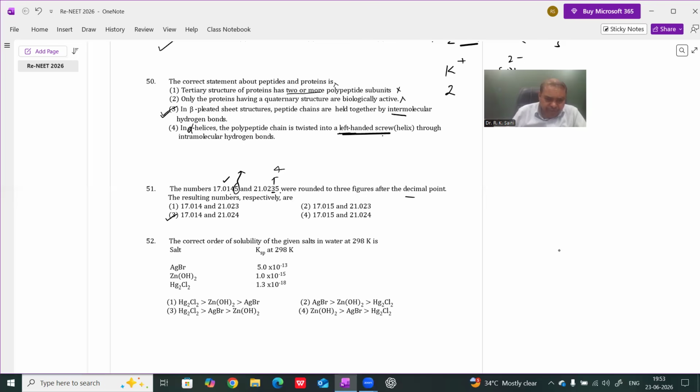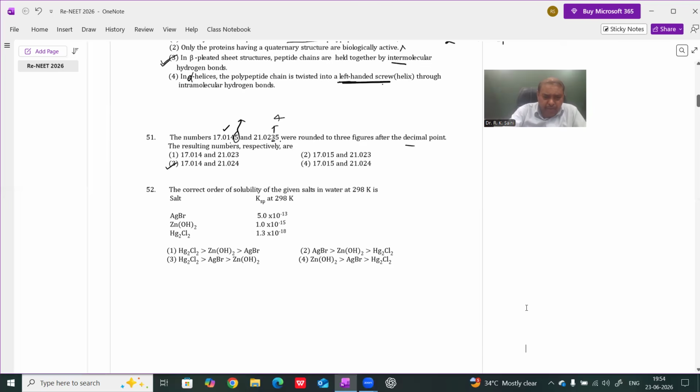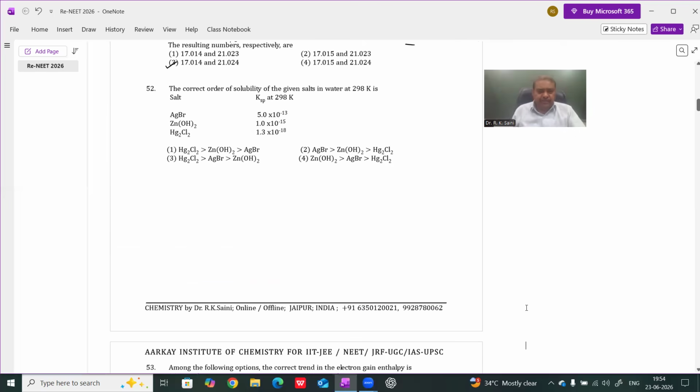In question 52, find the solubility. The solubility of a sparingly soluble salt is calculated with the help of its KSP. In case of the first, the KSP of AgCl has the following relation: KSP equals S square. Therefore, its solubility is the square root of KSP.